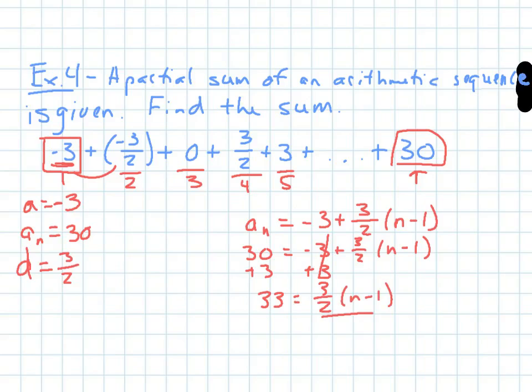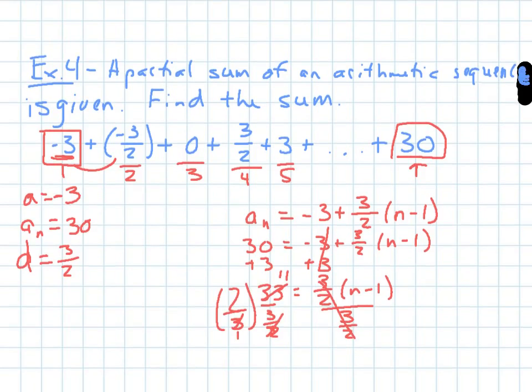Here I can multiply by the reciprocal of 3 halves on both sides. So let's multiply by the reciprocal here. So it looks like it would be 22. 22 is equal to n minus 1, and then add 1 to that gives me 23. So now the 30 represents the 23rd term.